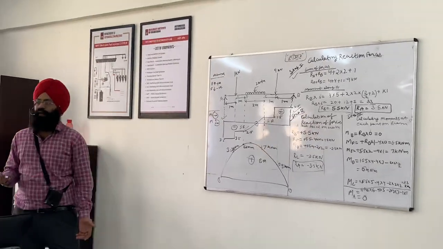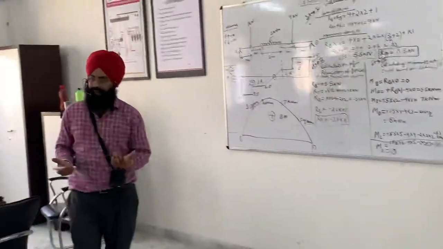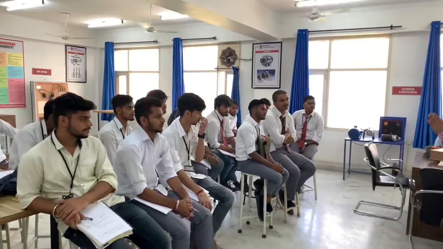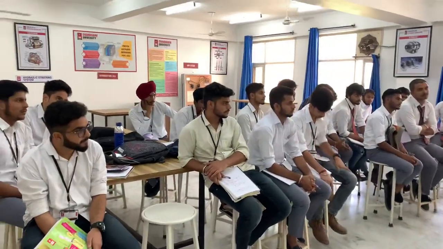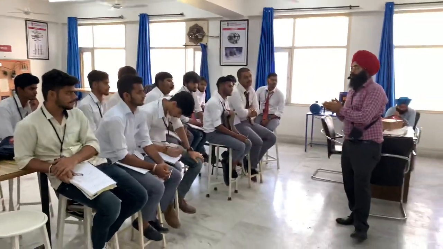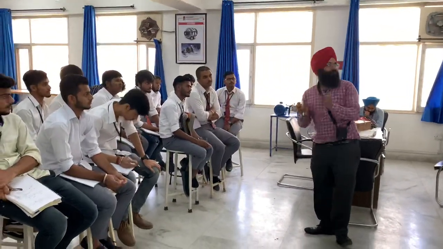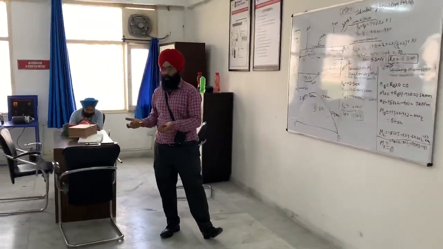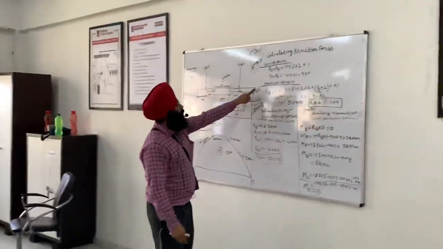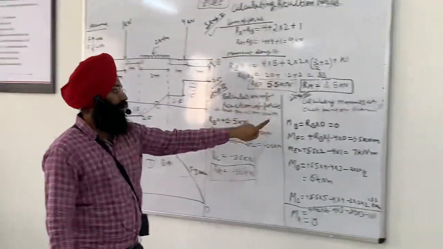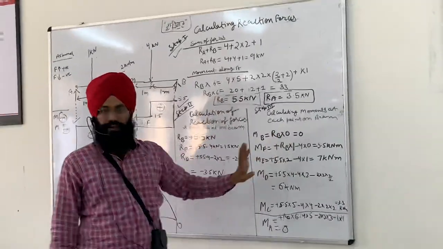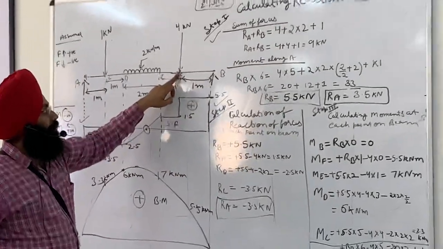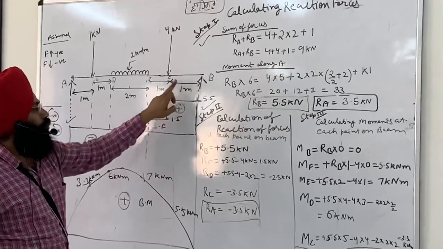What is bending moment? It is simply force into distance. You know at every point where you want to calculate the moment, you just need to mention the value of the distance at that point, and you can easily calculate it. So at this point B, distance is 0. MB is RB into 0. For calculating MF, RB into 1.